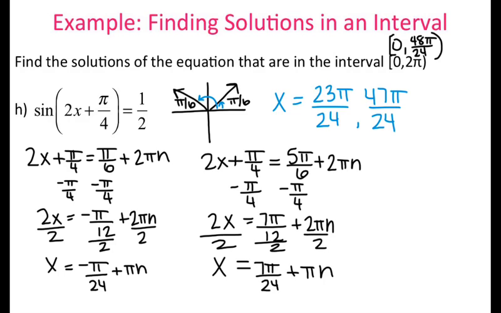If I add 1 again, I'm at 71 pi over 24, which is not in the interval because it stops at 48 pi over 24. So the 23 pi over 24 and the 47 pi over 24 give you the solutions for that.